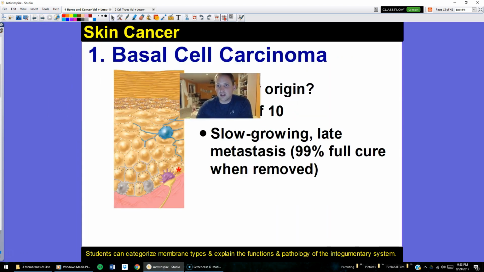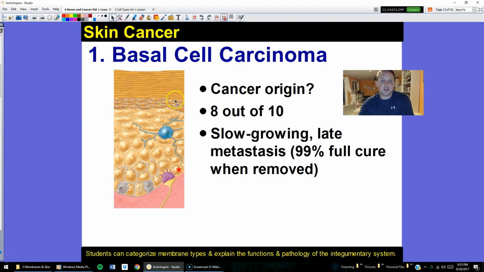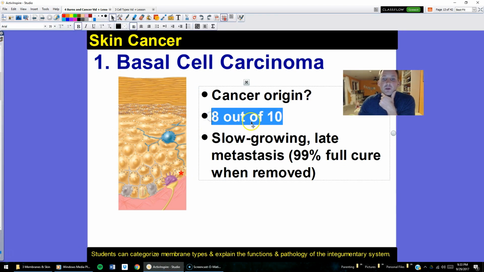Again, this is just looking at the epidermis, these layers. The first type we're going to talk about is basal cell carcinoma. It originates in the keratinocytes in the stratum basale. This is by far the most common. Of those who develop skin cancer, 8 out of 10 develop basal cell carcinoma. It is a baby keratinocyte, and so you actually have quite a bit of time.